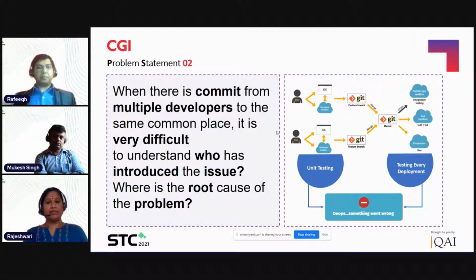When there are commits from multiple developers to a common place, we are not sure who has introduced the risk into the system. It is very difficult to identify the root cause of the issue. By the time we have identified the root cause, it is already delayed so much that the developer has taken the next set of things to work on. So again, they have to come back to the previous piece of code they worked on and fix it. So there is a gap between identifying the root cause of the problem and fixing it.